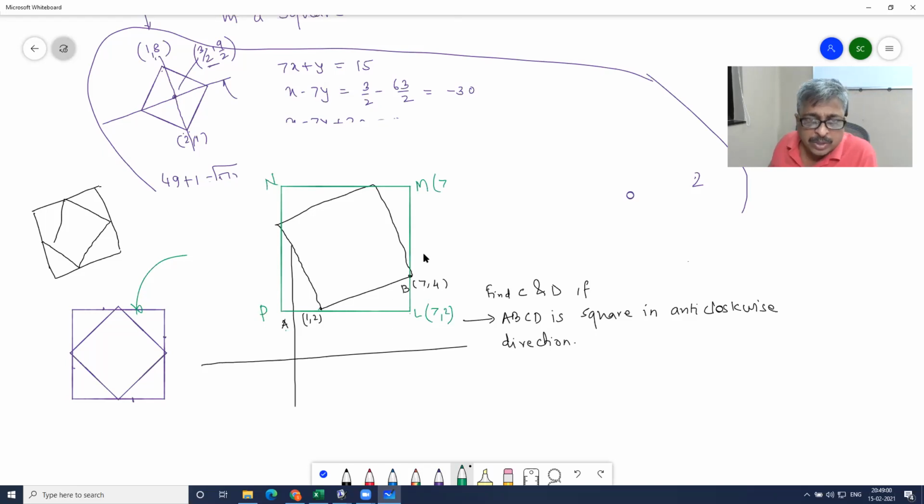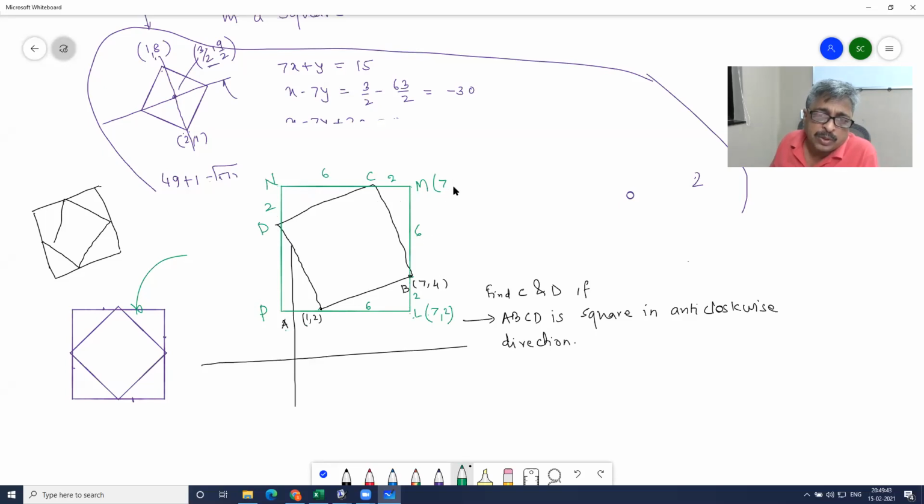Okay, before getting into M, how much is distance AL? 1, 2 to 7, 2, it is 6. How much is distance BL? It is 2. So what do you think will be distance BM? 6. What will be distance CM? 2. Distance CN? 6. Distance ND? 2.